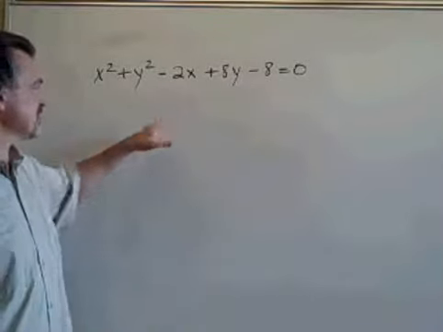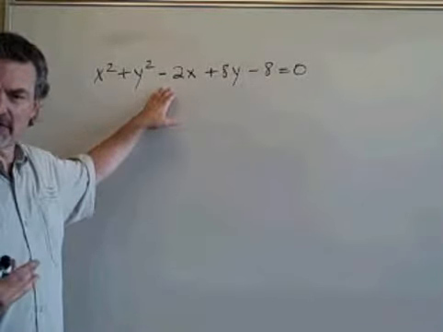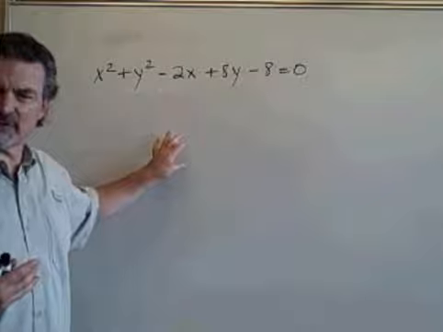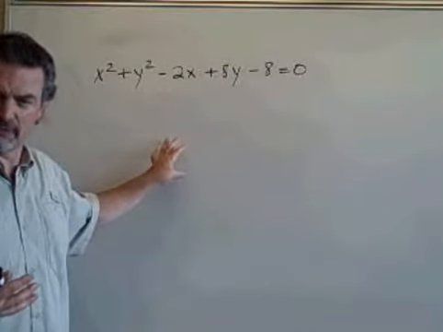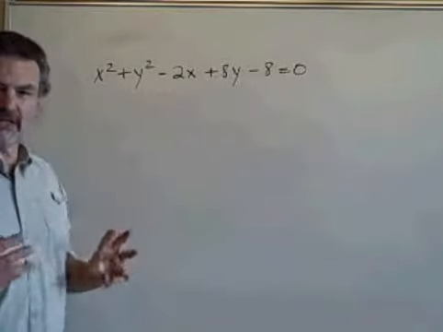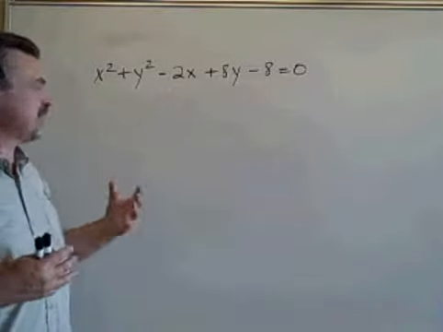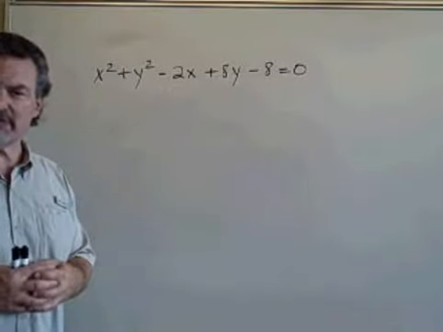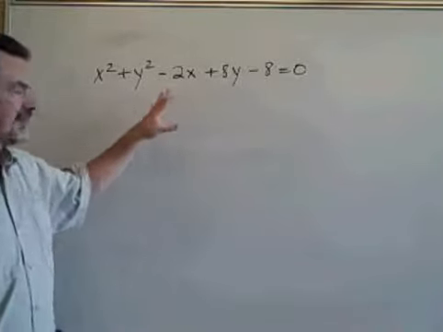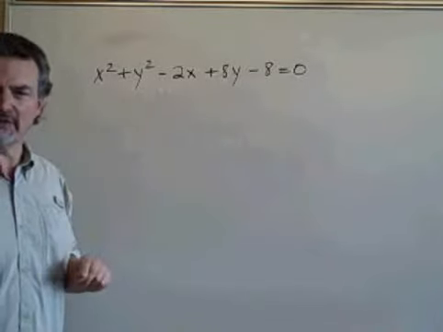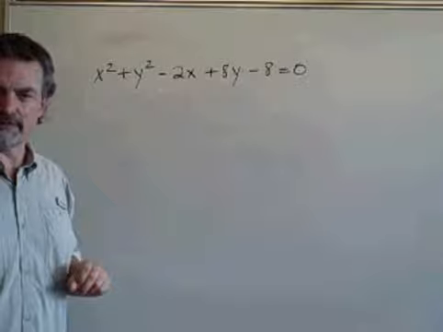So our task is to look at this equation in the general form and see if there is something we could do to put it into the standard form. And there actually is something we can do that will produce that standard form if we perform what is called completing the square on the x and the y variables that we have here in this equation.